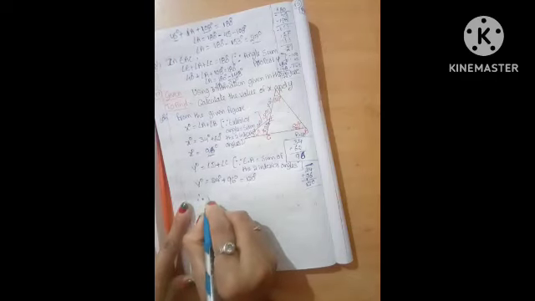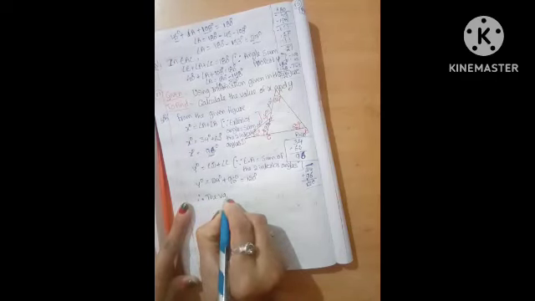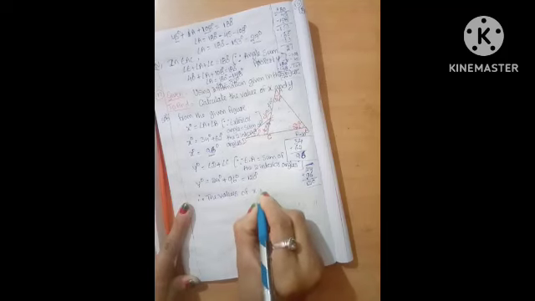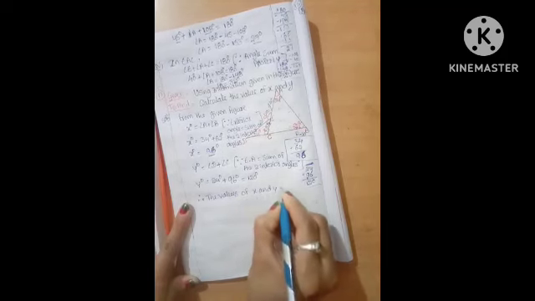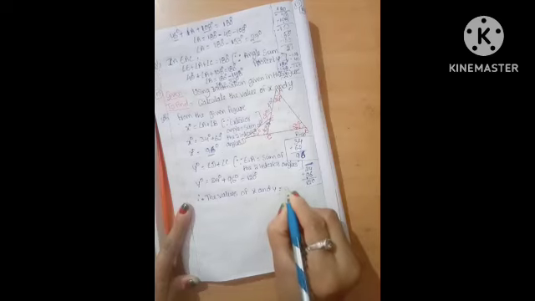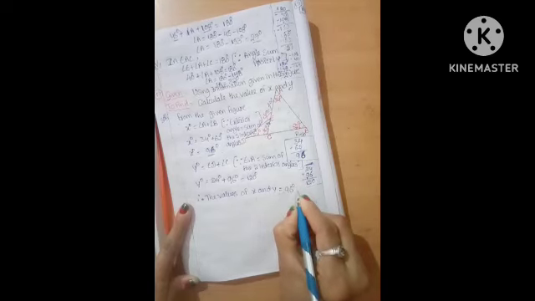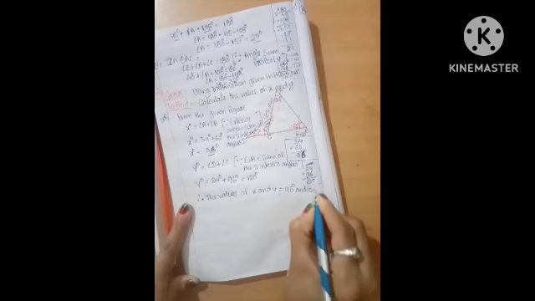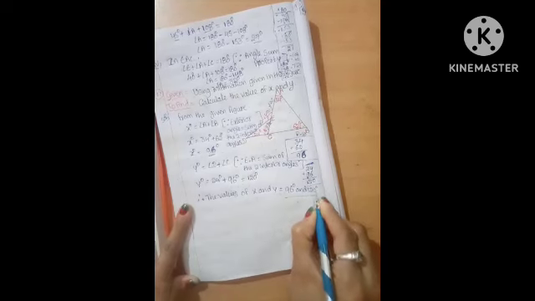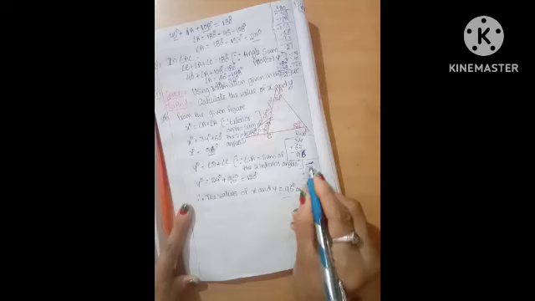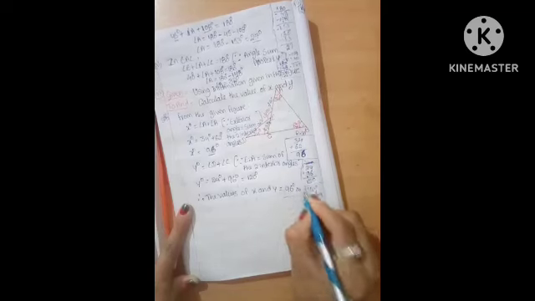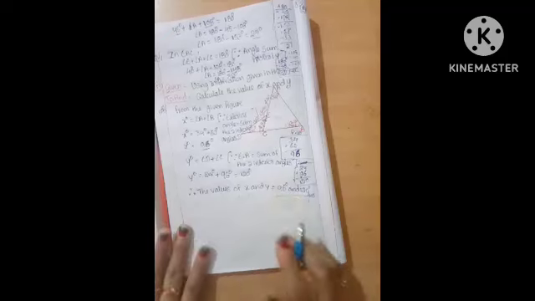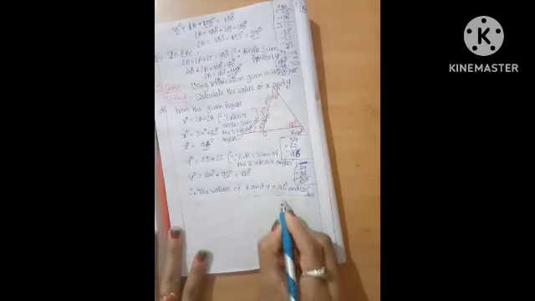Therefore, the final answer: the values of x and y. What's the x? X is 96 degrees and y is equal to 120 degrees. These two are the final answer only. This is the rough calculation here. Are you clear? Are you understood? This is the final answer.